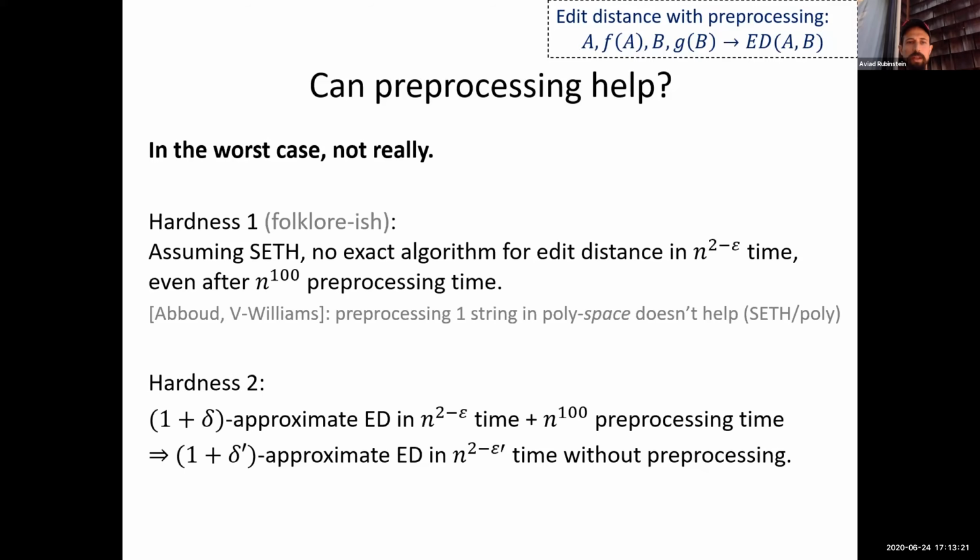We also proved that, so the main open question is whether you can do a 1 plus delta approximation algorithm for edit distance in truly subquadratic time. So if you can do that with polynomial pre-processing, you could also do that without polynomial pre-processing. So that's all disappointing. Why am I still giving a talk about this stuff?